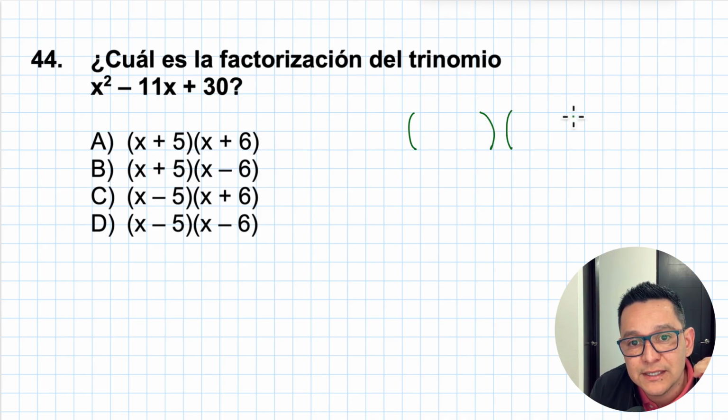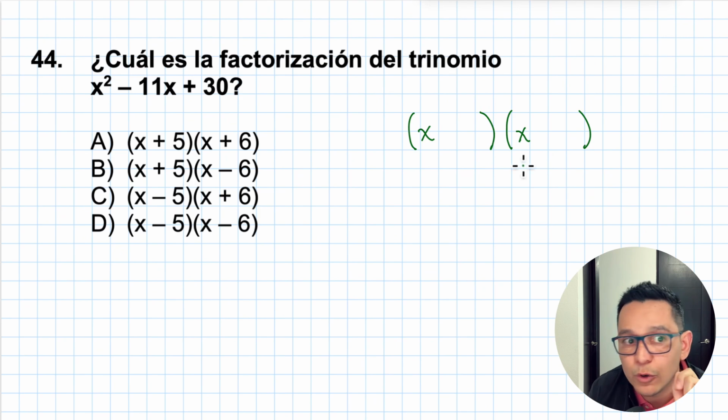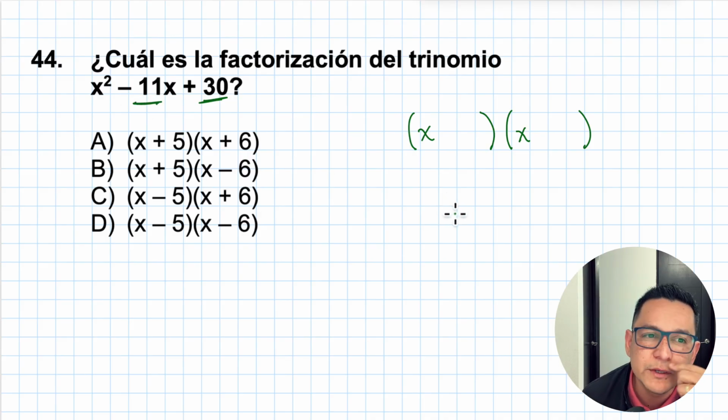You're going to open and close a pair of parentheses, okay? And at the beginning of the parentheses, you're going to put the square root of x squared, which is x. We put it there, okay? Now, we're going to look for 2 numbers. Pay attention here, that when multiplied give 30, but when added give negative 11. Start thinking about that. What are the 2 numbers? If I multiply them, I get 30 positive, but if I add them, I get negative 11. So it would be negative 6 and negative 5, right?